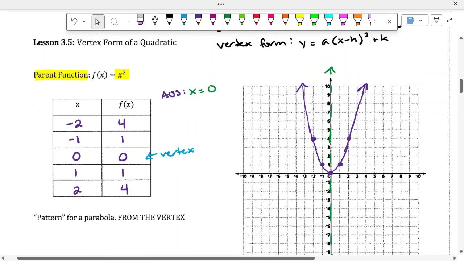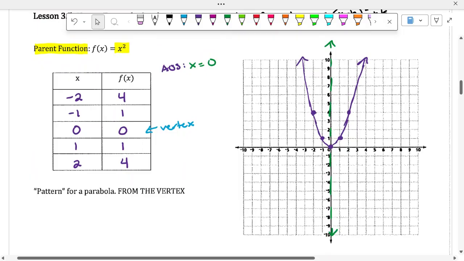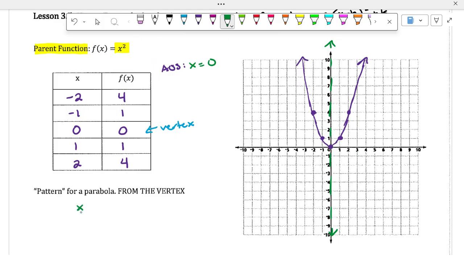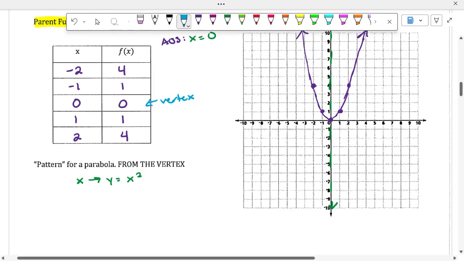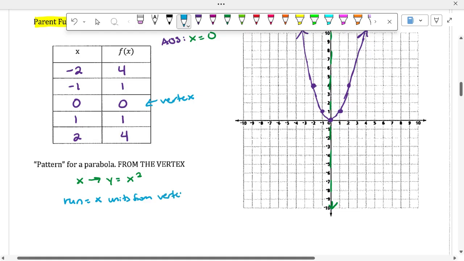Now, there is technically a pattern for the parabola at the vertex. All right. So what it is that it's based off of the a value and the x squared. All right. So for example, if you have x, your y equals that x squared. All right. So if we were looking at the graph, it's almost like doing rise over run for a linear. All right. Except now you do the run first and then you rise. So if your run is equal to x, so that's how many you go out to the left from the vertex, is x units from vertex. Your rise is equal to x squared units from vertex.